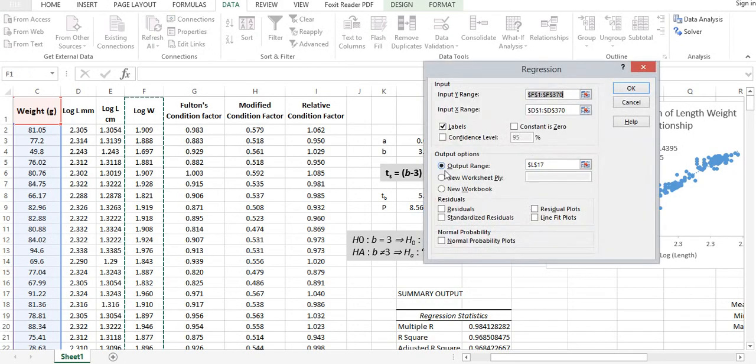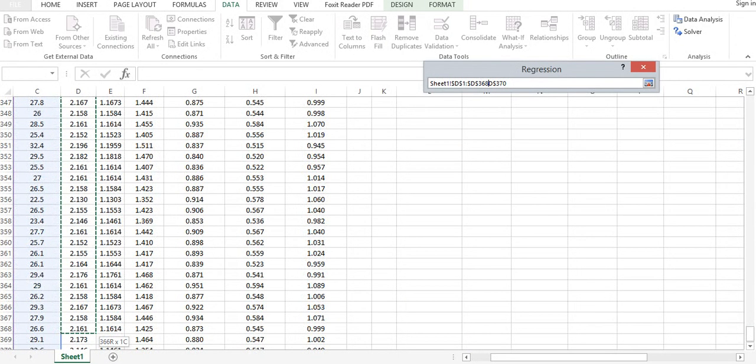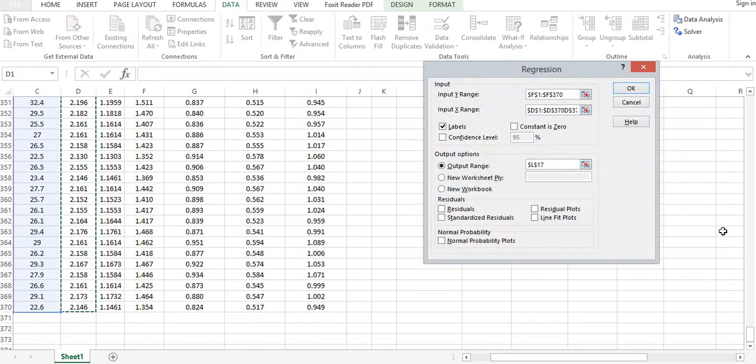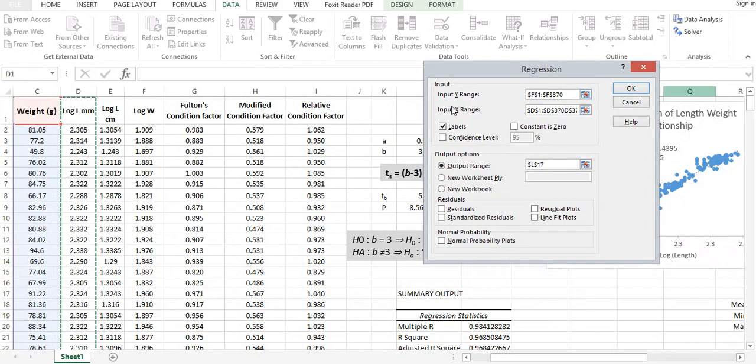Here we'll select the Y range. The Y range is your log weight, and the X range is your log length. So it's selected as log length. After selecting the log length and log weight, you click on Labels, as we selected the labels log L and log W.